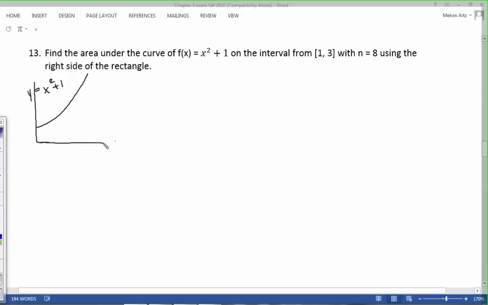Let's say this is 1 here. We're trying to find the area of the curve from 1 to 3. Now, we know the width of each rectangle would be b minus a, all divided by n. So 2 over 8, 1/4. And we know we're going to start our x sub i at 1 plus our delta x times i.